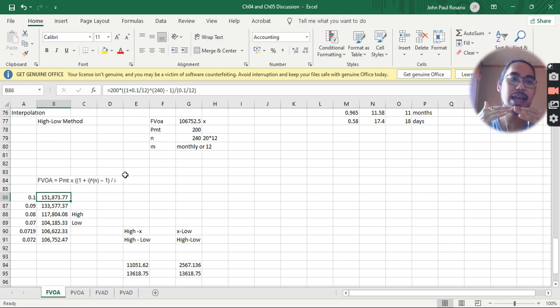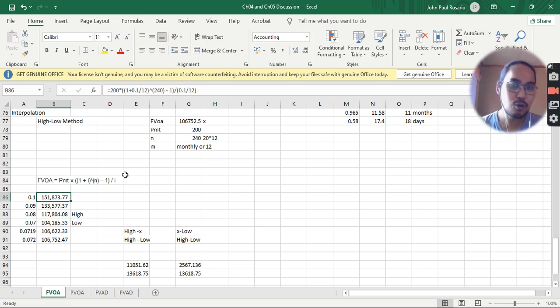So this is the technique, guys, in trying to solve for what interest rate you can probably go for. So now, this is a future value, right? This is a future value problem. So since this is a future value problem, the higher the interest, the higher the future value. Okay? So in this case, diba, at 10%, what we got was 151,873.